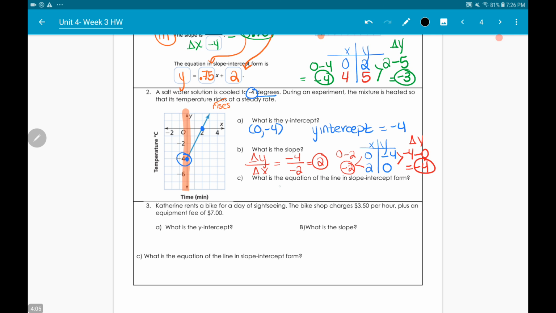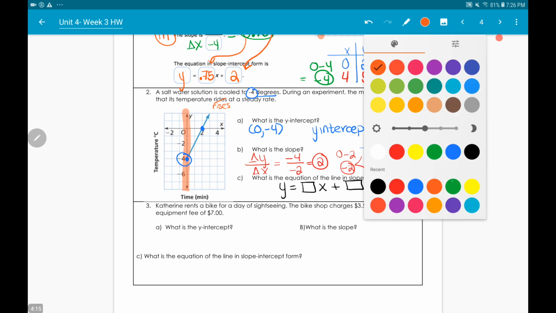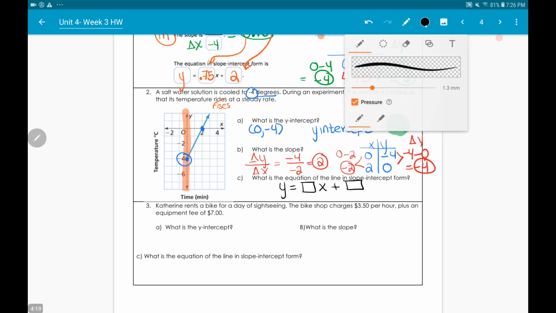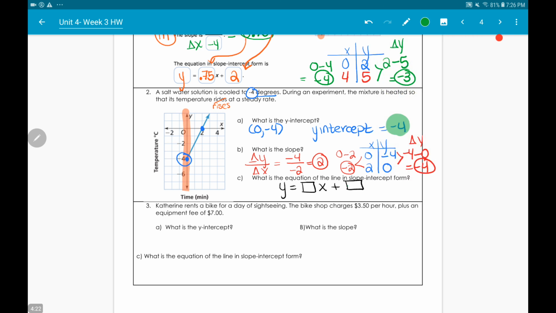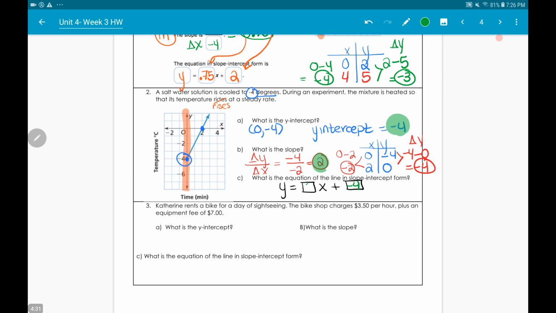All right, so then we do our equation, y equals mx plus b, and I'm going to fill those in using what we already found. So my y-intercept is negative 4. That's going to go in this space. And my slope was 2. And that's going to go in this space. All right. One more example.